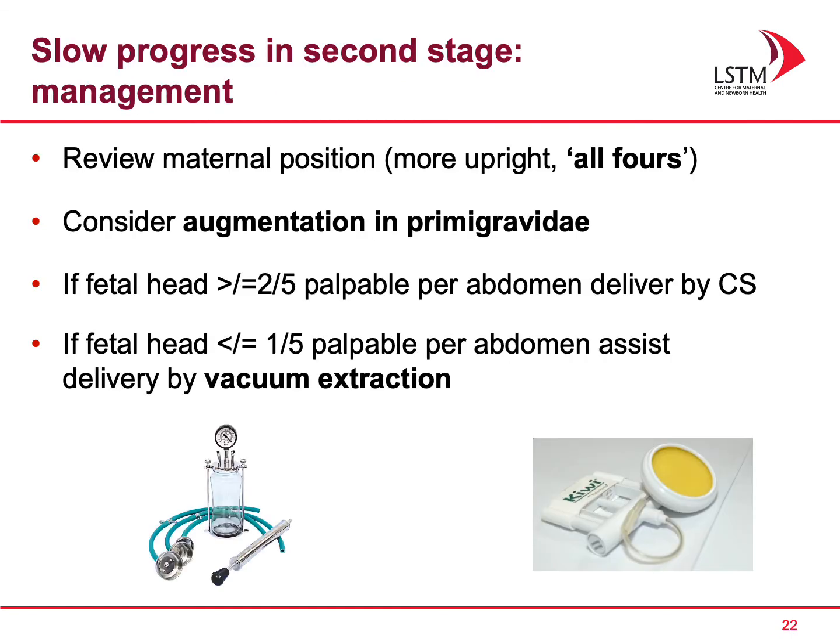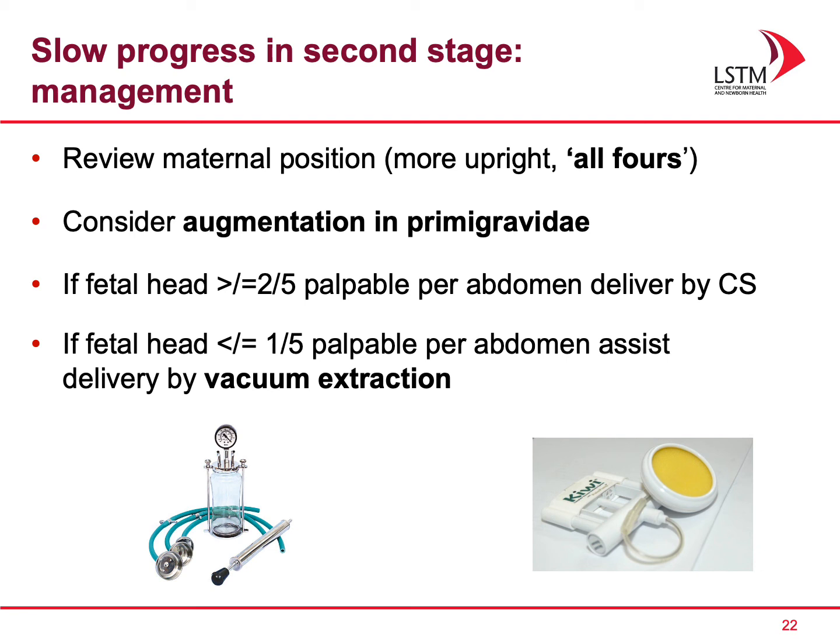If there is slow progress in the second stage of labour, it may improve if you help the woman to adopt a more upright position or to go onto all fours. You could consider augmentation in primogravid women only.